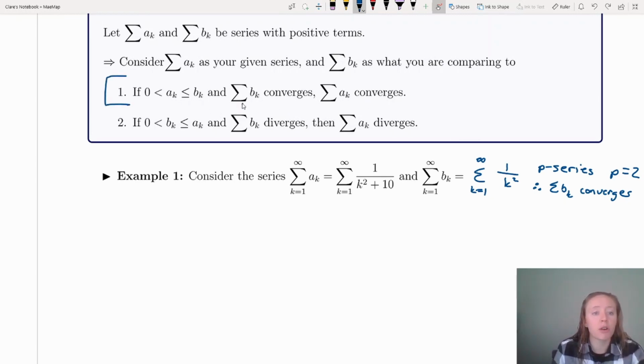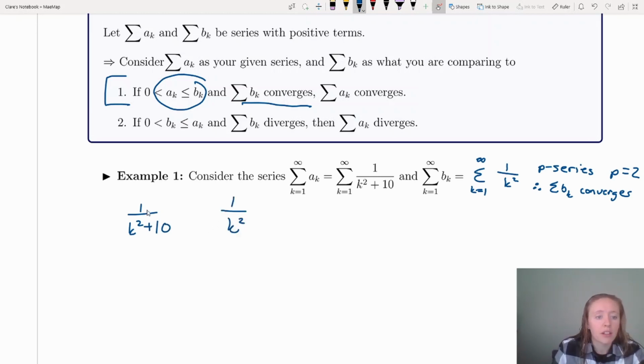Looking at the fact that b sub k converges, we're looking at number 1. So what do we want to show? Because b sub k converges, we want to show that a sub k is less than or equal to b sub k. My a sub k is 1 over k squared plus 10, and I'm going to be comparing that with 1 over k squared. Our numerators are the same, but our a sub k denominator is going to be bigger, because we're adding 10, than our b sub k denominator. Because the denominator is bigger, that makes the overall fraction smaller. So this is going to be less than 1 over k squared.